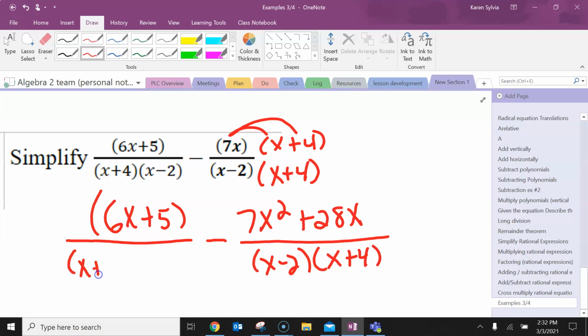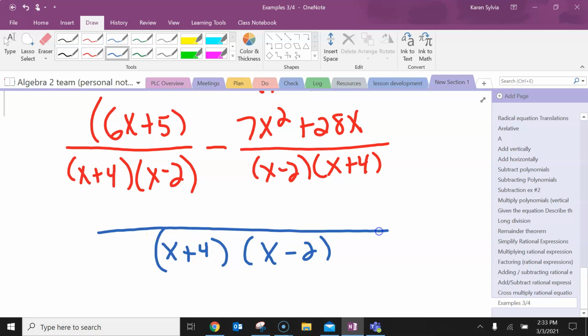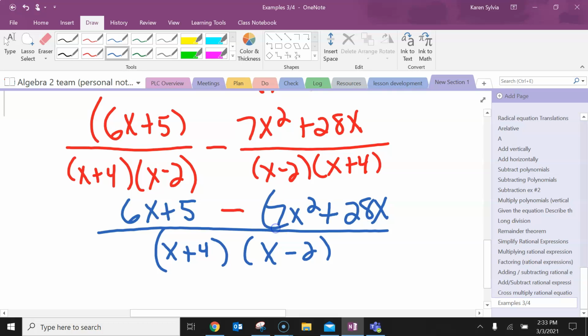I now have my original ratio from the left that I have not changed, and I can see that my denominators are now common. So now I've got a problem where I need to subtract the ratios. I'm going to bring everything together into one ratio, copying down my numerator of 6x plus 5 and linking that together with the numerator of 7x squared plus 28x with that subtraction sign.